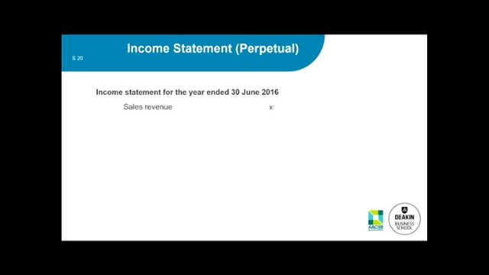We start off with our sales revenue. We then subtract or reduce or deduct our sales return and allowances that we have.